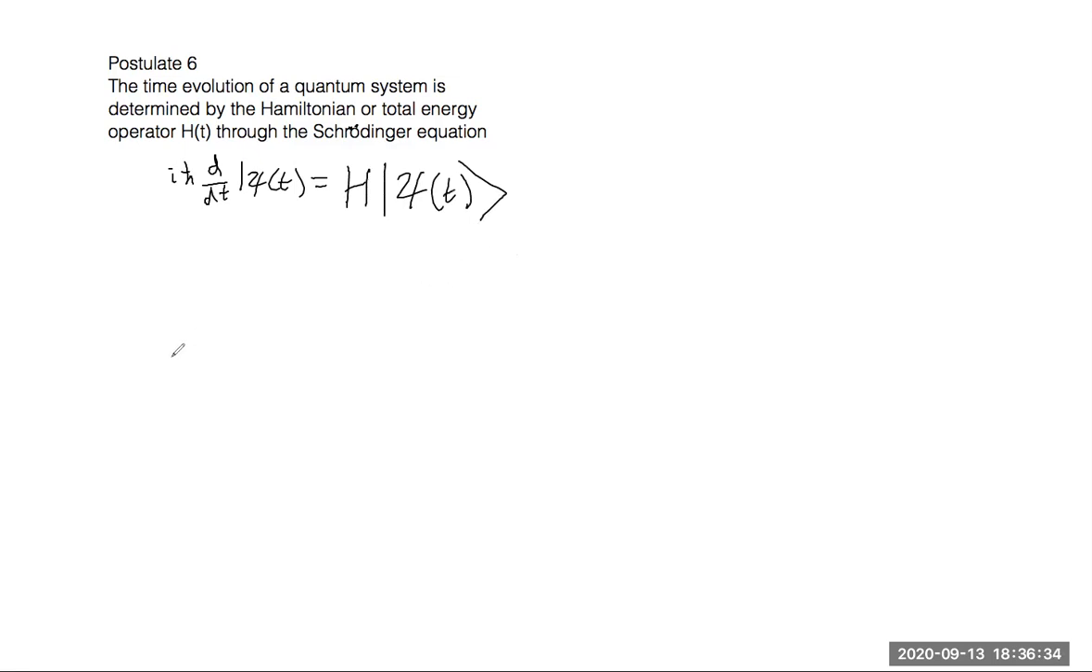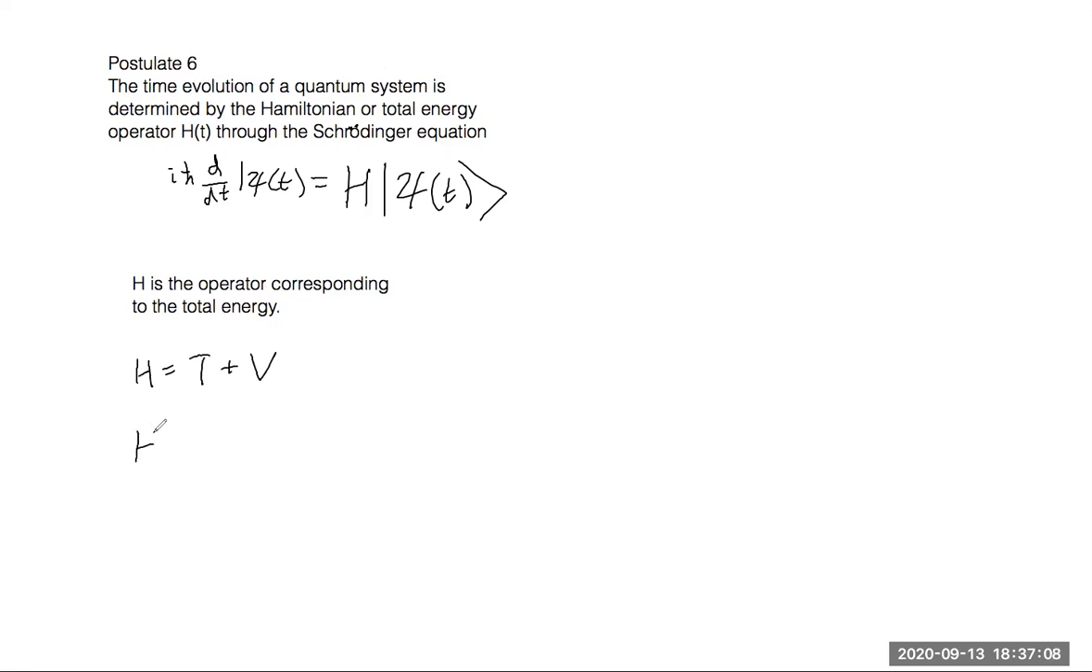So the Hamiltonian here is an operator. So here, H is the operator corresponding to the total energy. And it comes from the classical Hamiltonian, where H was equal to the kinetic energy T plus the potential energy V for a conservative system.